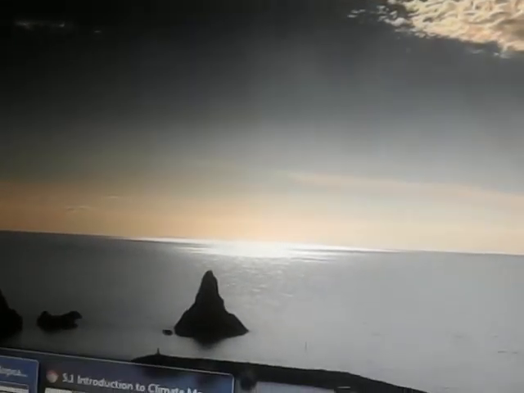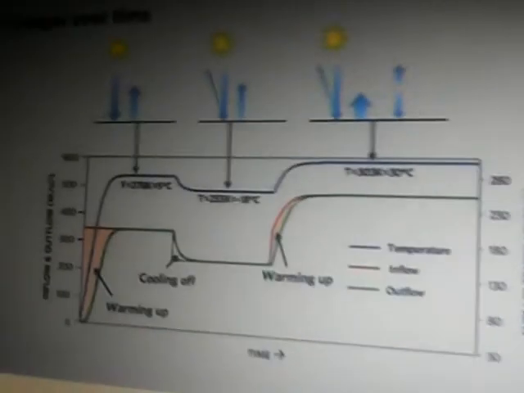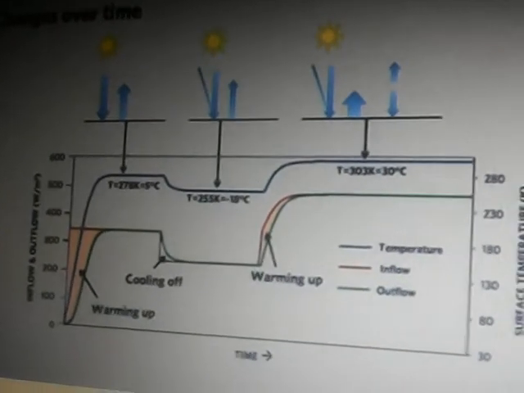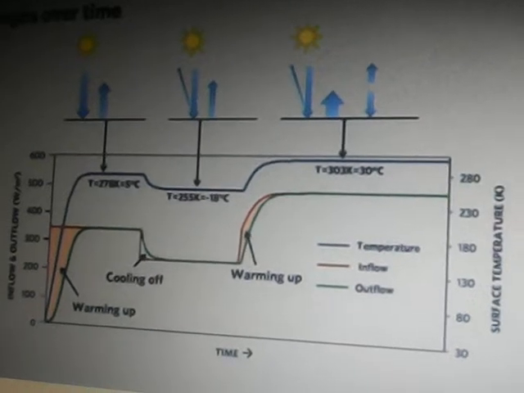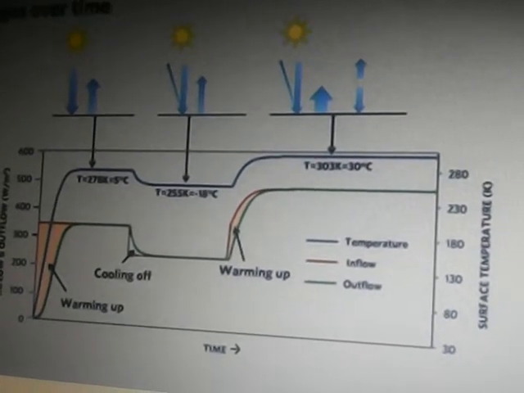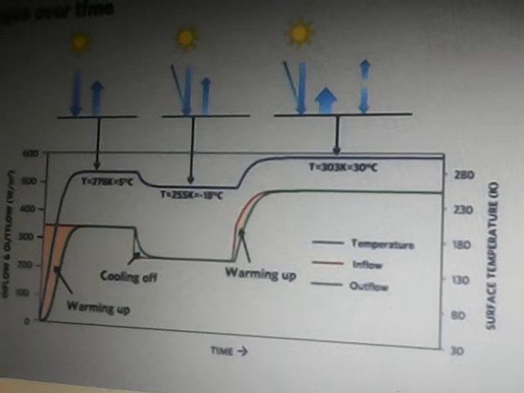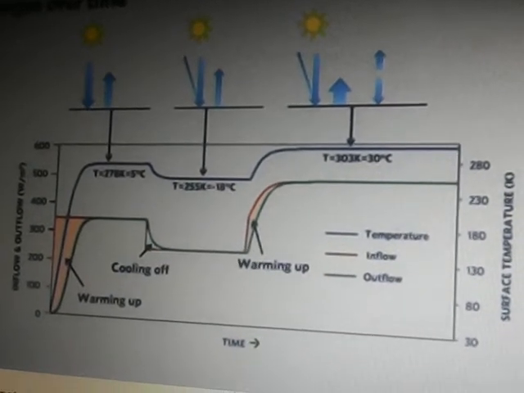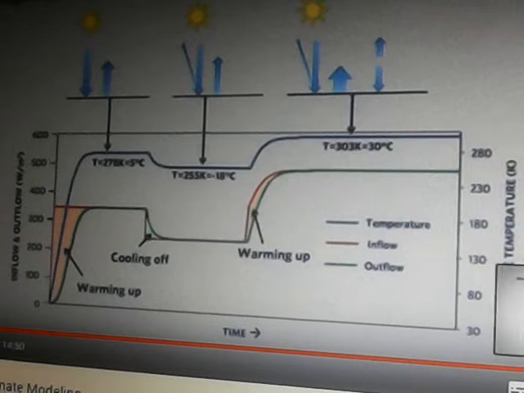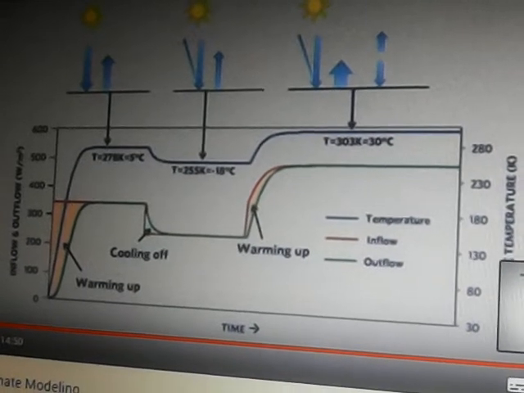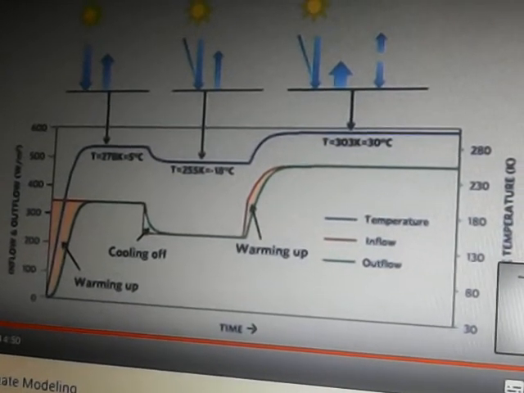Then we added greenhouse gases to the model, and it warmed up again, and it stabilized at about 30 degrees Celsius once outflow caught up with inflow again. So one thing to notice is that there are transition periods in the model. When we change something, Earth doesn't respond immediately. There's some lag time before it reaches a new equilibrium state.